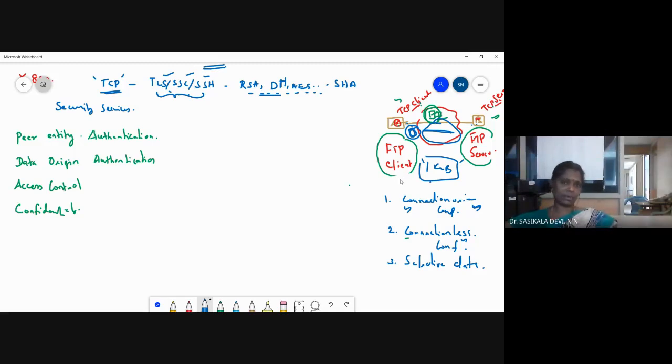Okay, so that increases the bandwidth requirement. So there is always a trade-off. If you want to get high-end security, you have to compromise on delay as well as bandwidth. Okay, so the entire file need not be secure.